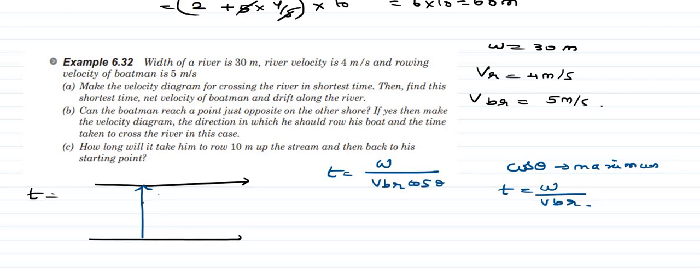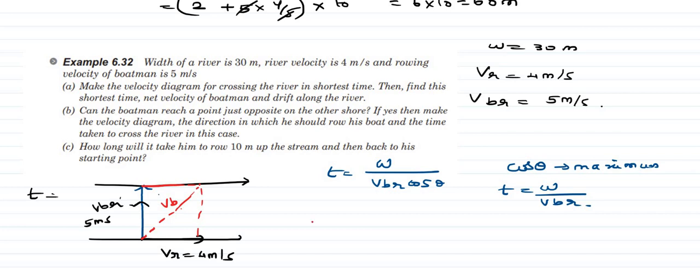So, in this direction, theta is 0, means where is VBR? The VBR will be here. This is the shortest time, right? So, VBR is 5 meter per second, already given. VR is 4 meter per second. So, this is the velocity diagram. So, net resultant will be what? There are two velocities acting on the boat. If you finish the parallelogram, the net velocity is given by VB, correct? So VB will be the net velocity.